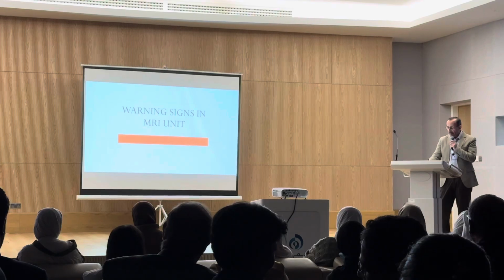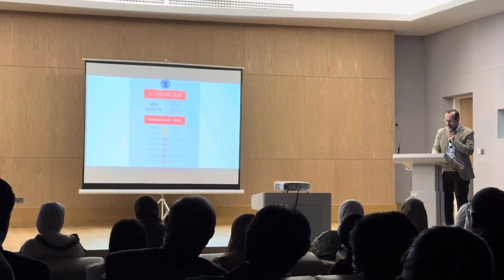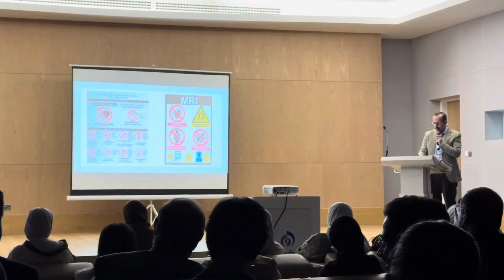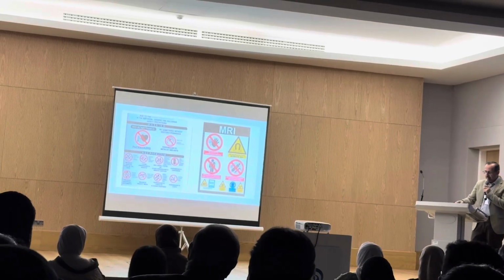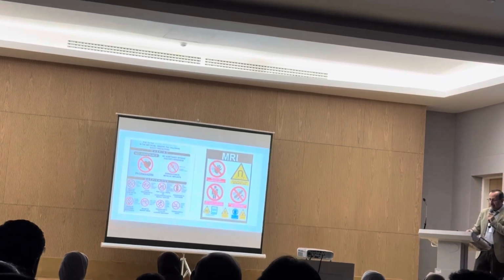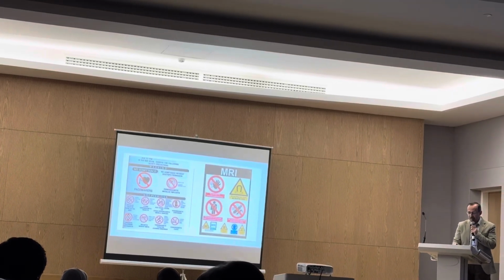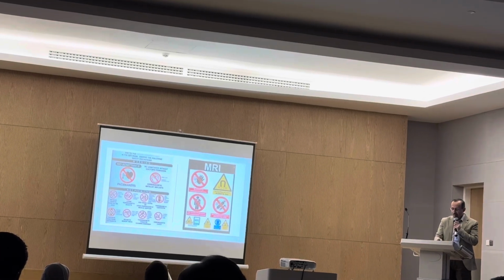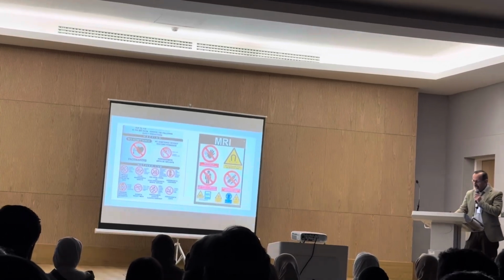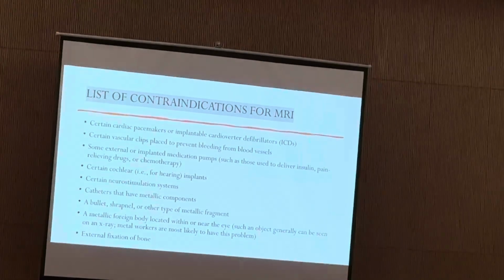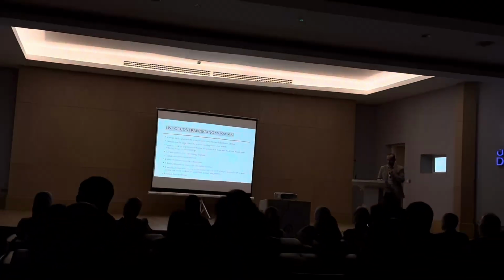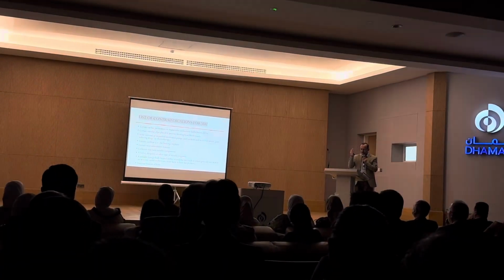Quickly, we have the signs in MRI. This is the sign that I demonstrate first. Every visitor to the MR unit will see this type of marking of prohibited and allowed materials. All of them are clear in image and writing. This is a list of contraindications of MRI. We classify them into 3 groups.